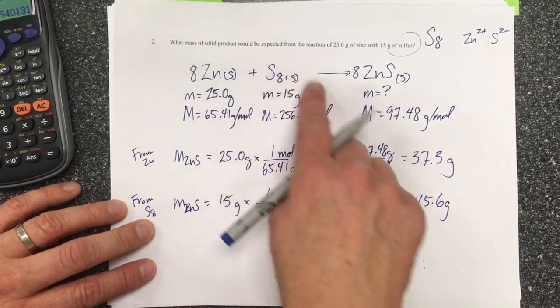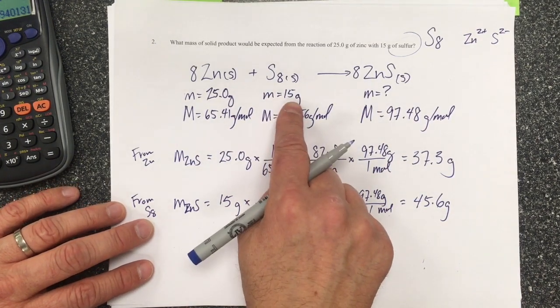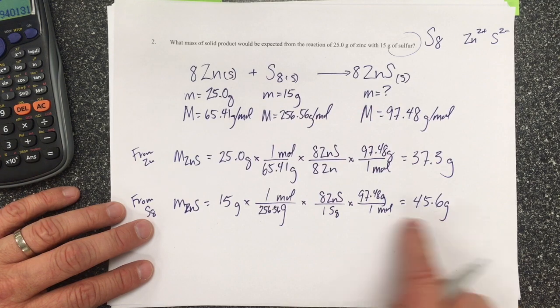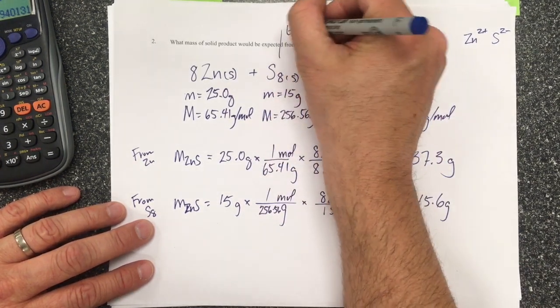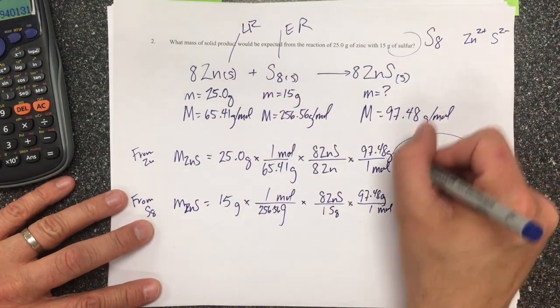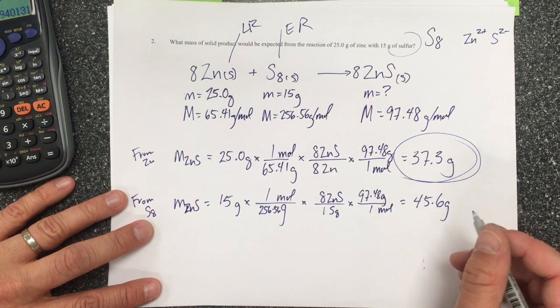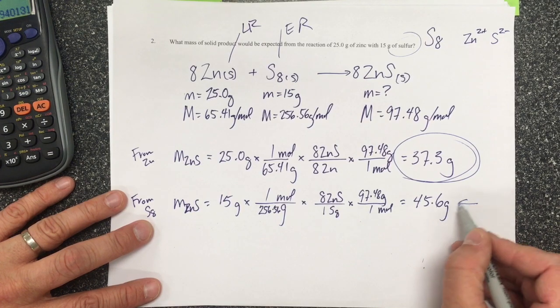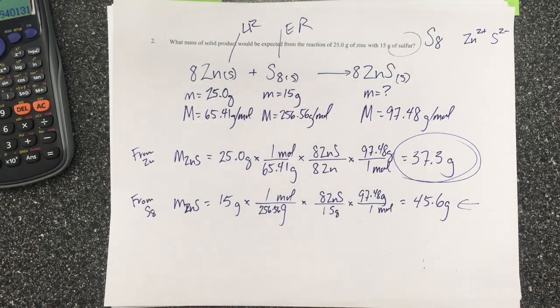Now, sulfur at first glance looks like it might be the limiting reagent because it's the smaller amount. But since it makes more mass of product, this is actually the excess reagent, and zinc is my limiting reagent, and my maximum yield of zinc sulfide is 37.3 grams. So this is your maximum yield. We have leftover sulfur that remains unreacted, and that is the excess reagent.